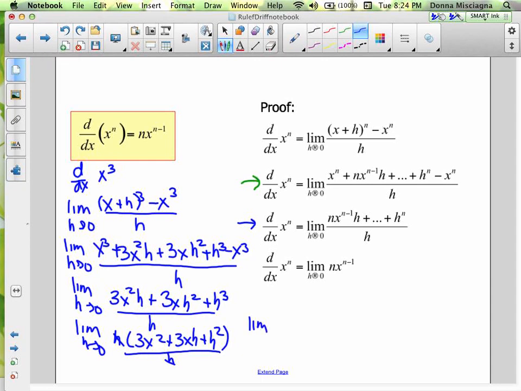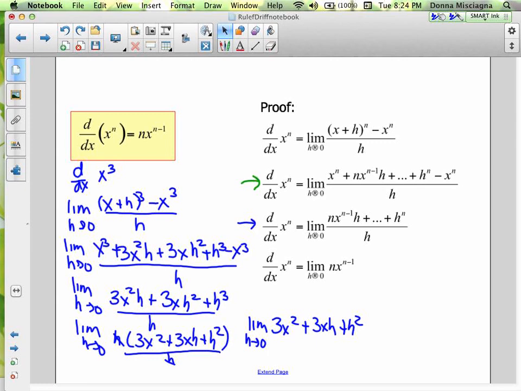All right, and then once you plugged in 0 for the h's, you'd be left with the limit as, I'll write this part down. The limit as h approaches 0. You'd have 3x squared, and then everything else has an h. So plus 3xh, and then plus h squared. Right? And as soon as you plug in a 0 for h, these would go to 0, and that's going to leave just 3x squared as our derivative.